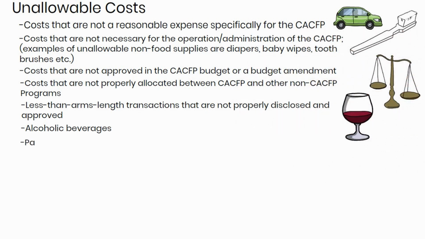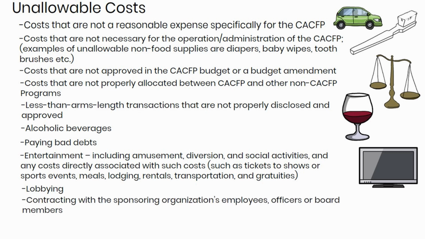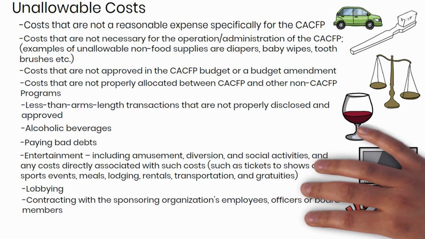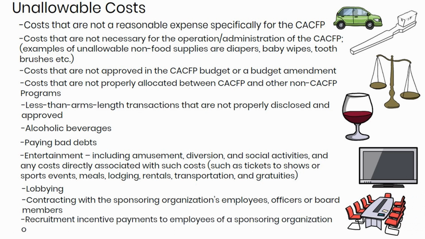Alcoholic beverages. Paying bad debts, entertainment, including amusement, diversion, and social activities, and any costs directly associated with such costs, such as tickets to shows or sports events, meals, lodging, rentals, transportation, and gratuities. Lobbying, contracting with the sponsoring organization's employees, officers, or board members, and recruitment incentive payments to employees of a sponsoring organization of daycare homes, either with program or non-program money.